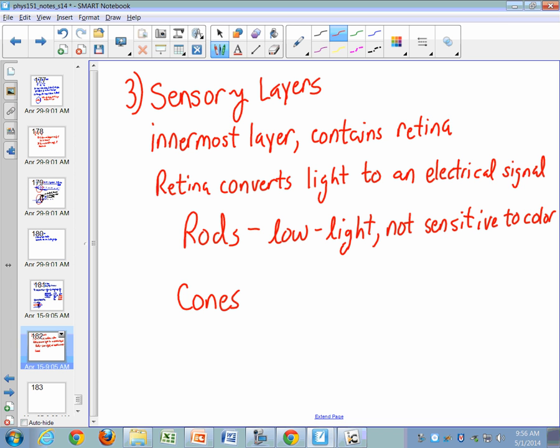Cones, on the other hand, require lots of light. So for bright light situations, and they are sensitive to color.